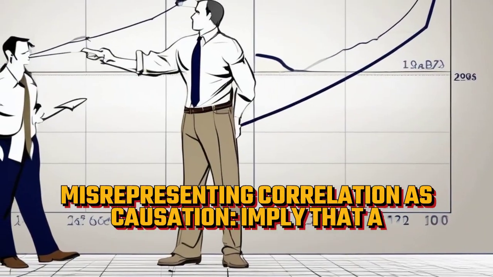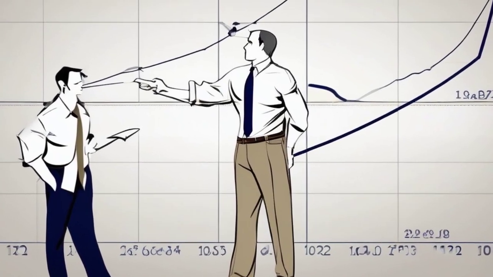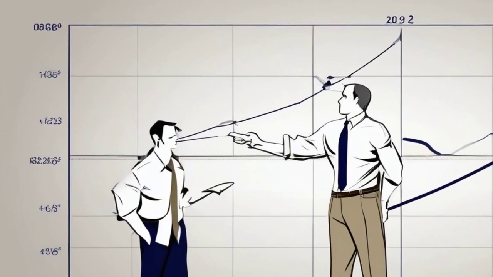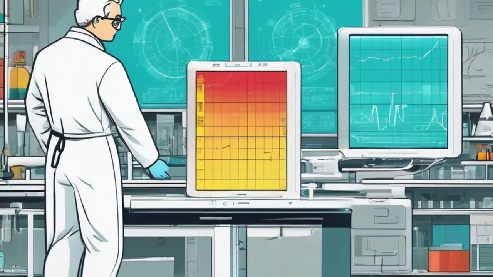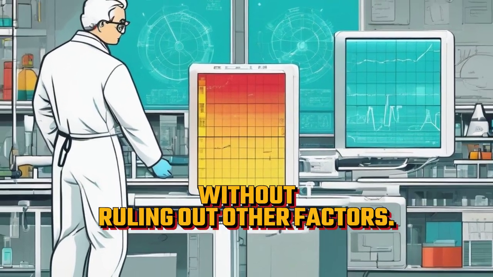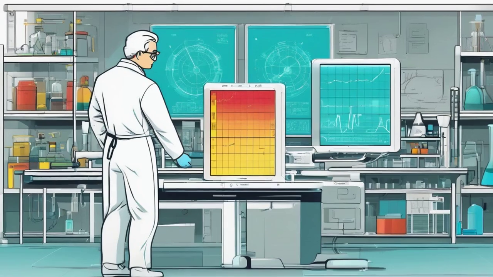Misrepresenting correlation as causation. Imply that a correlation between two variables is evidence of causation without proper evidence. For instance, if two events happen simultaneously, suggest one causes the other, without ruling out other factors.